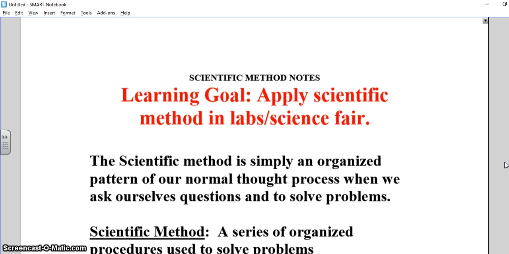I know you do. Okay, so the learning goal is to apply scientific method in labs and science fair. The scientific method is simply an organized pattern for normal thought processes when we ask ourselves questions to solve problems.